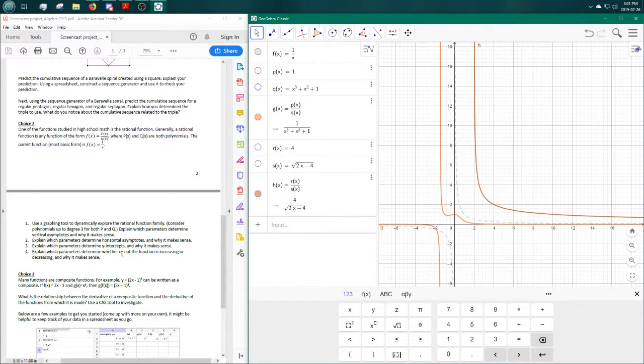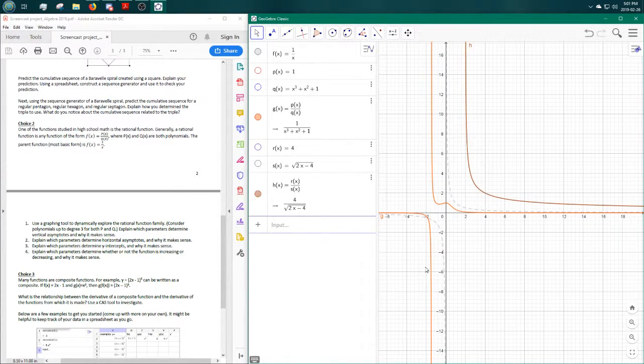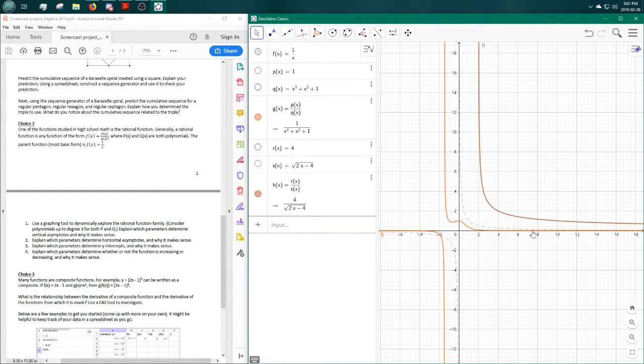Question 3: explain which parameters determine y-intercepts and why it makes sense. We can see here that the only graph out of all of these generating a y-intercept is g of x. This one isn't because it's a square root function. It's not ever going to cross the y-axis because its asymptote is out here. It's not going to get close enough to intercept. However, it looks like the y-intercept is determined first by the denominator, and second, by whether the function has a y-intercept, meaning it has to be like x squared or x cubed or x to the 4.